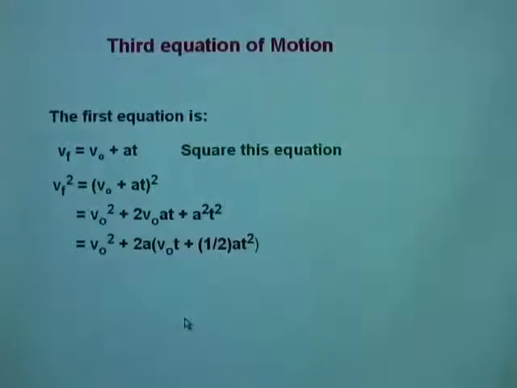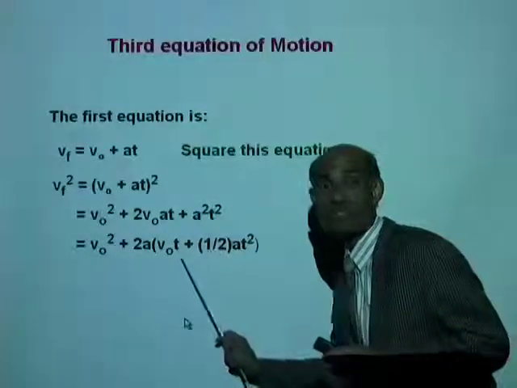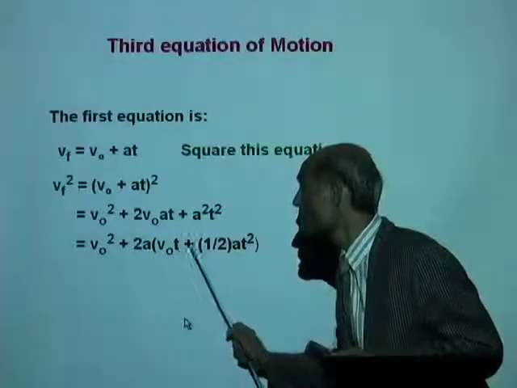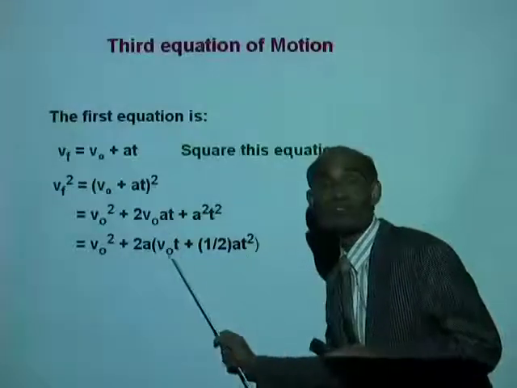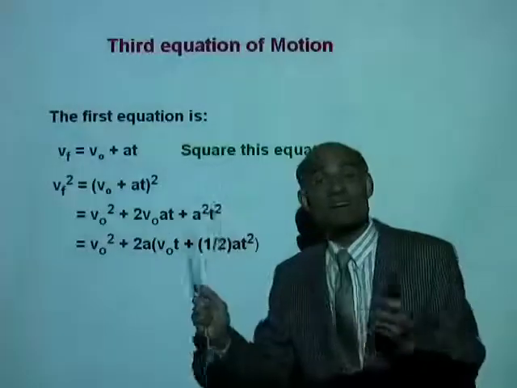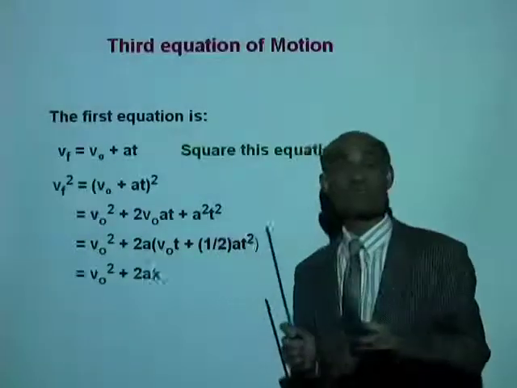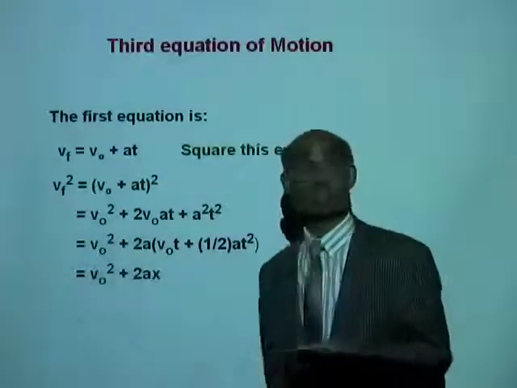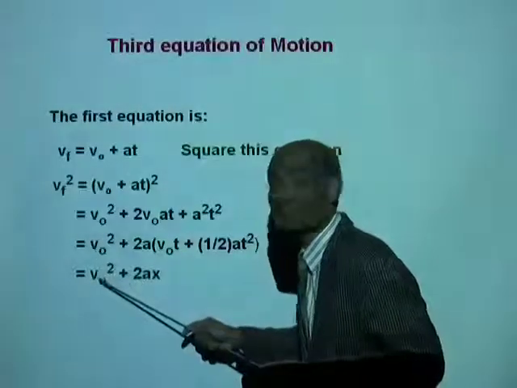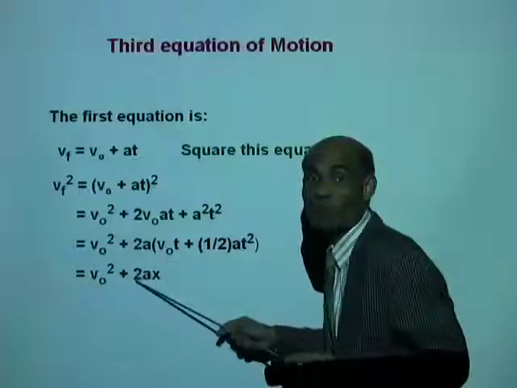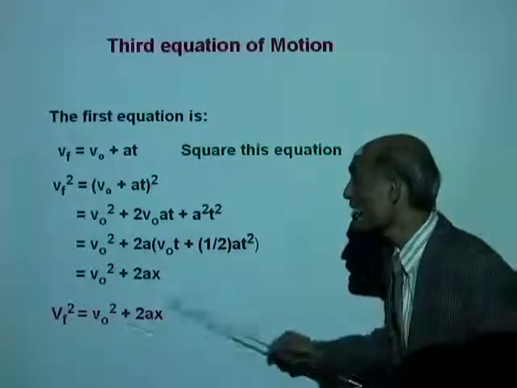Now what has it achieved? Why did I do that? If you look at inside the parenthesis, what is this? v0t plus 1/2 at squared. This is the displacement x. So we can now replace this by the displacement x. So we have the third equation. What is that? vf squared equal to v0 squared plus 2ax. That is the third equation.